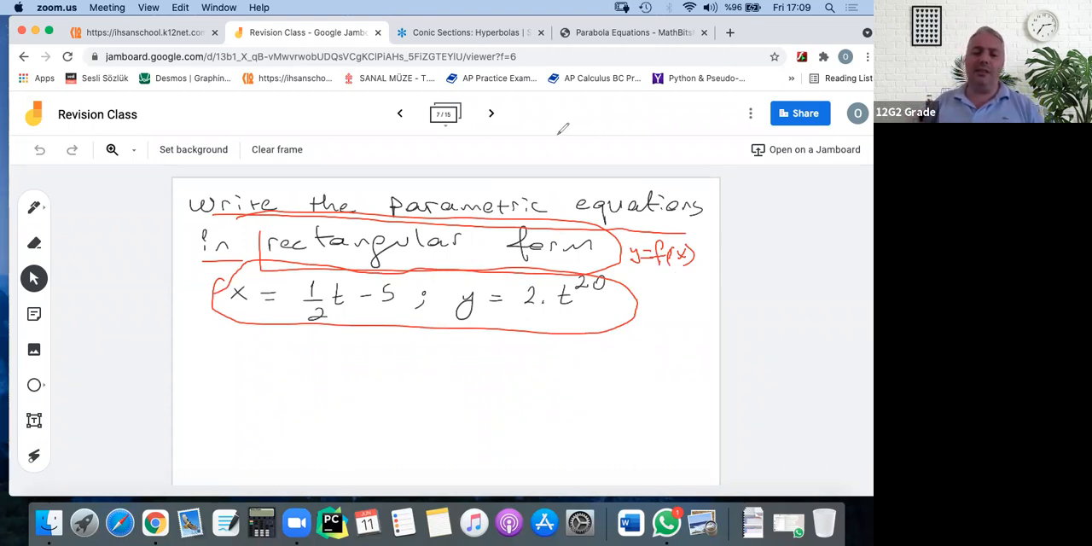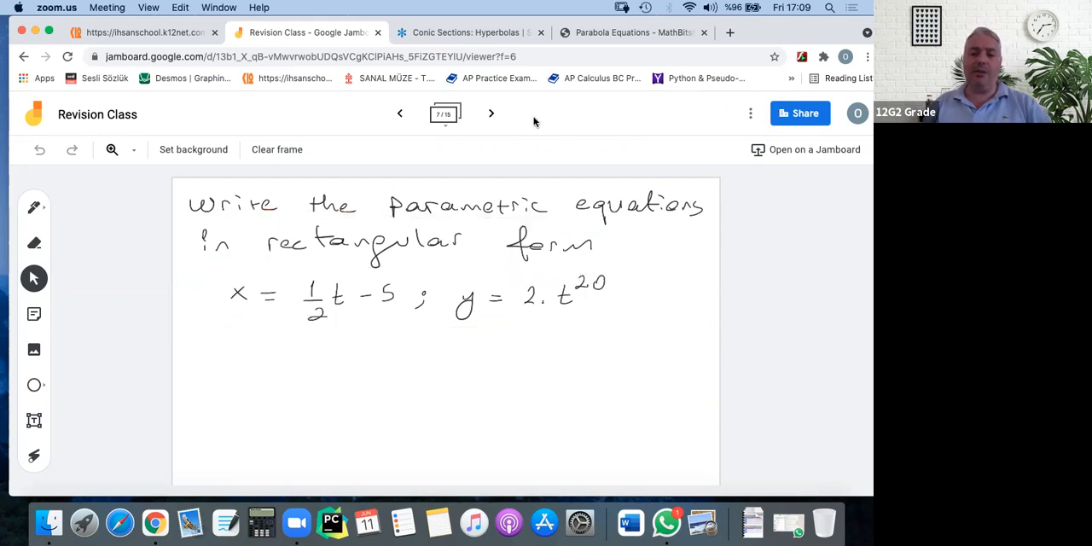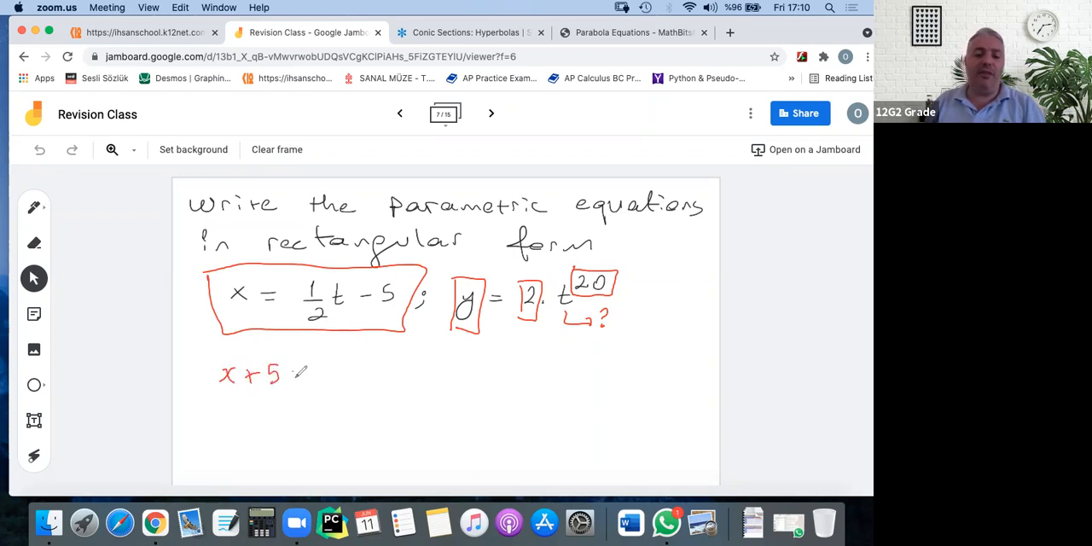To do this, let's have a look. Y is here. 2 is 2, I cannot change. 20 is 20, I cannot change. But how can I get x? So I should change the t. So what is t in terms of x? Look at here. X plus 5 is a half times t. So 2 times (x plus 5) is equal to t. It is finished. Take this one and put it here.